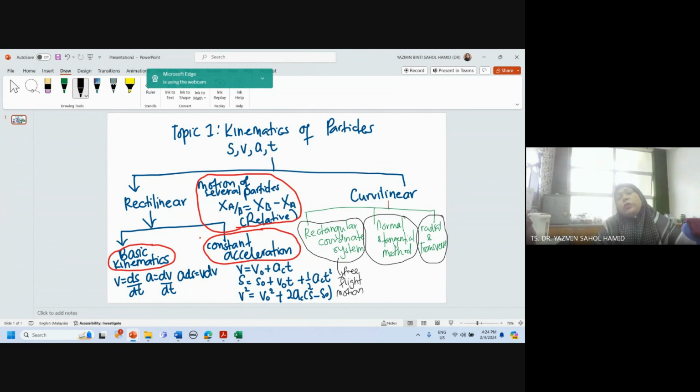So basically, you will get a number of questions related to a motion that moves in a curve. But in order for you to decide, my motion is moving in a curved line, but which method should I use?